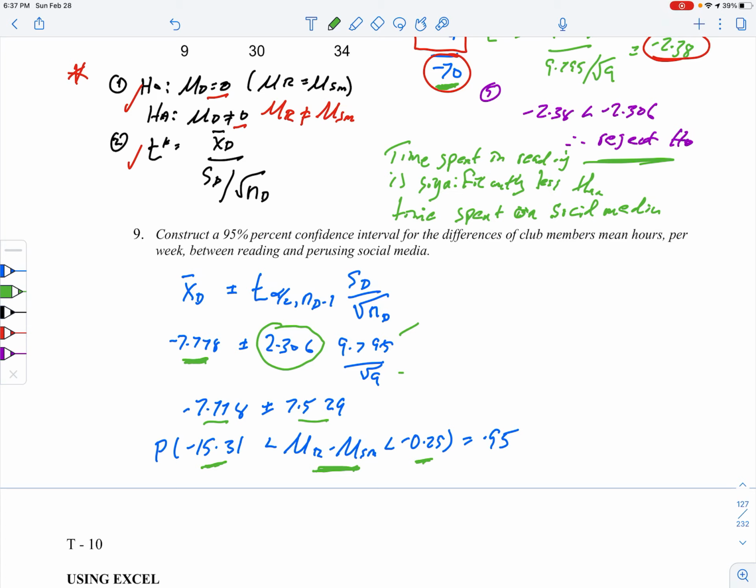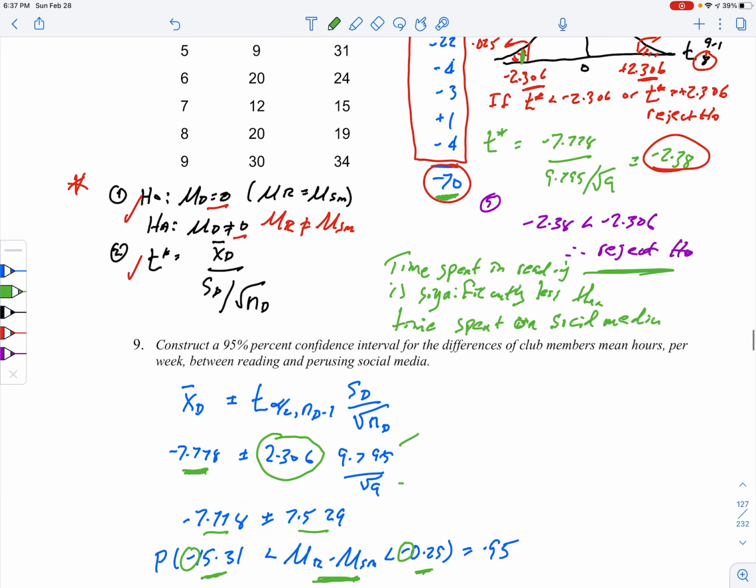Now that's a pretty big confidence interval, but we only have 9 people. So if you had 100 or 200 or something like that, you would tighten that up. But the signs are both negative, which would support what we have up here, that there is a significant difference. We reject H0.